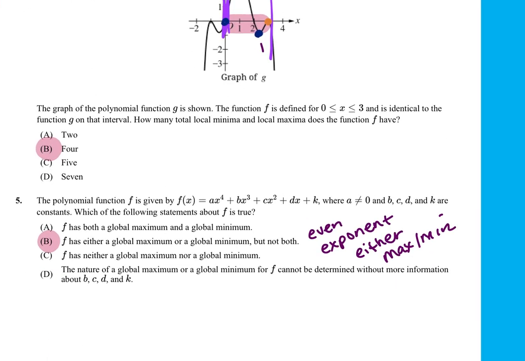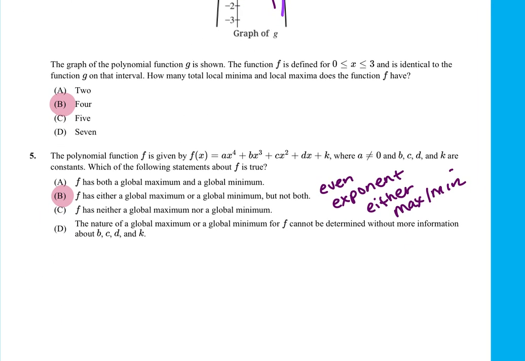That's the catch. All right, 5, the polynomial function is given by this expression, where the letters are constants. Which of the following statements about f is true? It is raised to the 4th power. That's your even exponent. We know that if that's the case, it's either both going up or both going down. And if that's the case, it either has a max or a min. We don't know the sign on the a, which is why it is max or min. But it cannot be both.